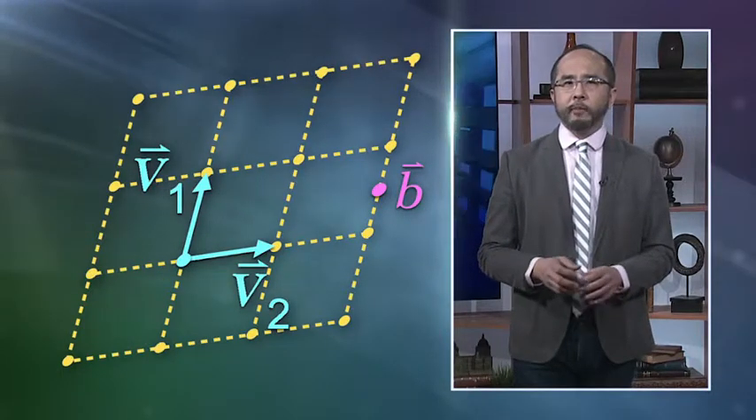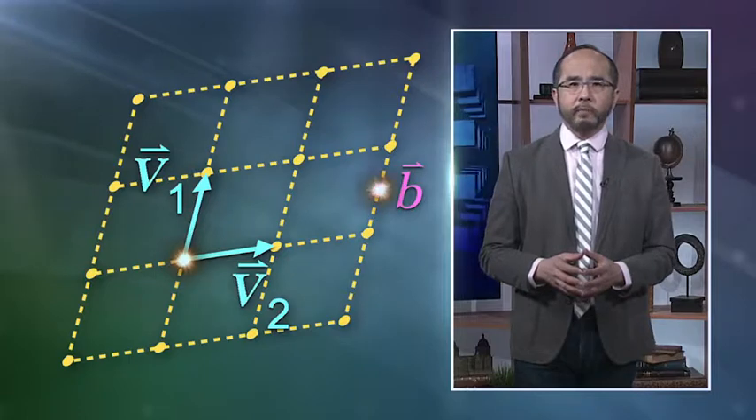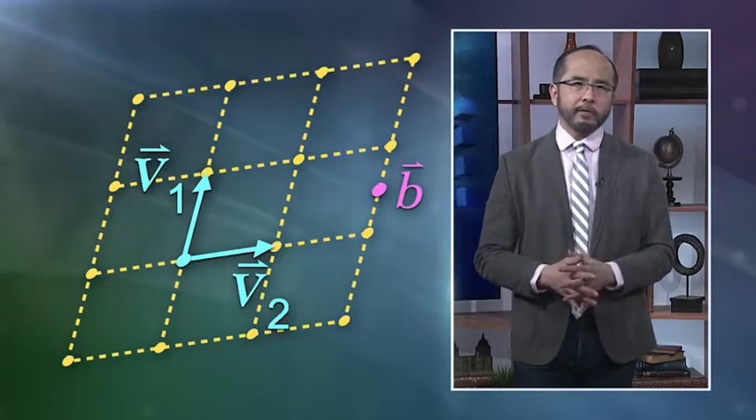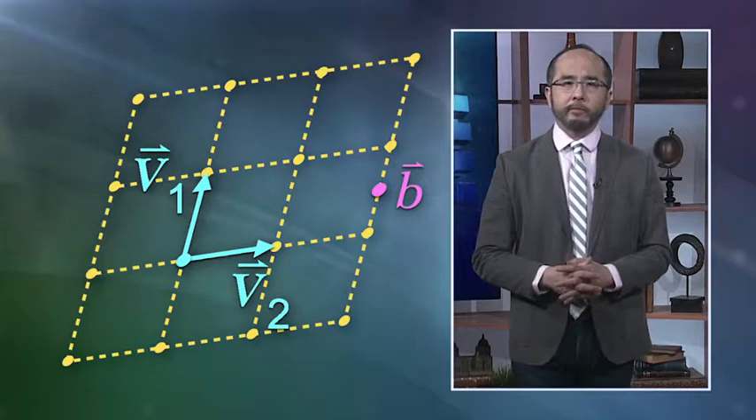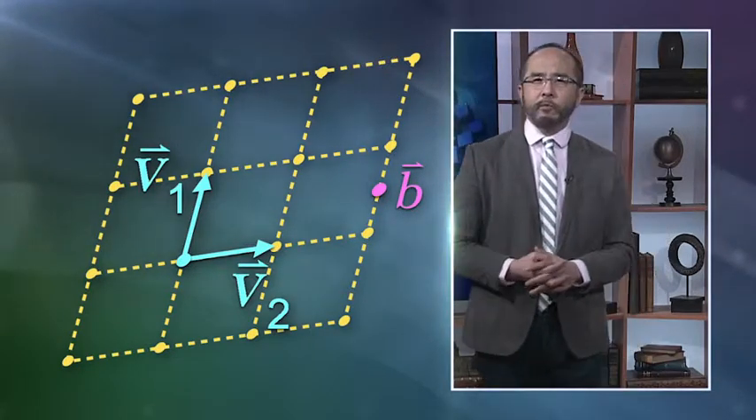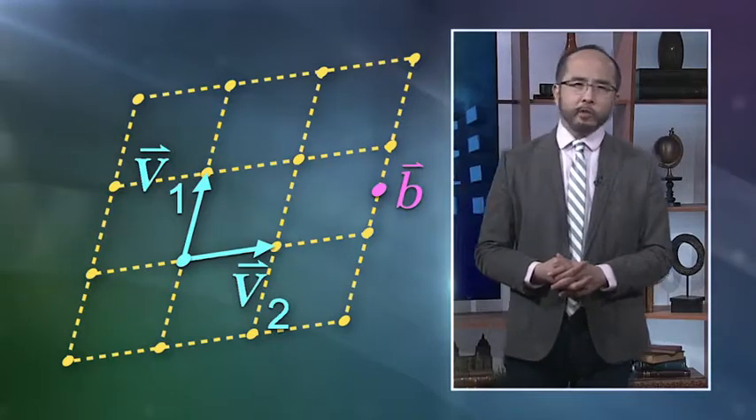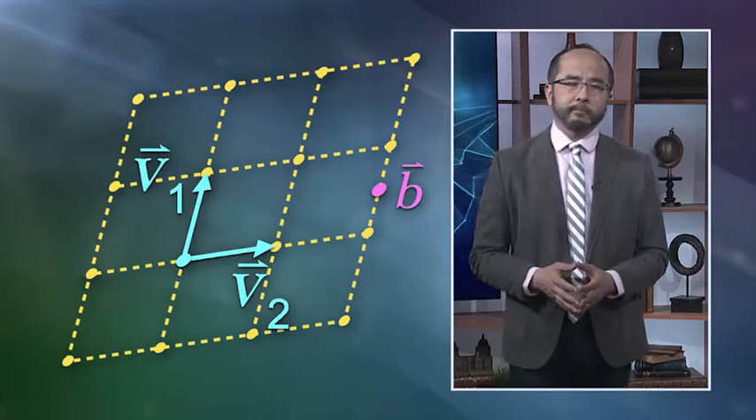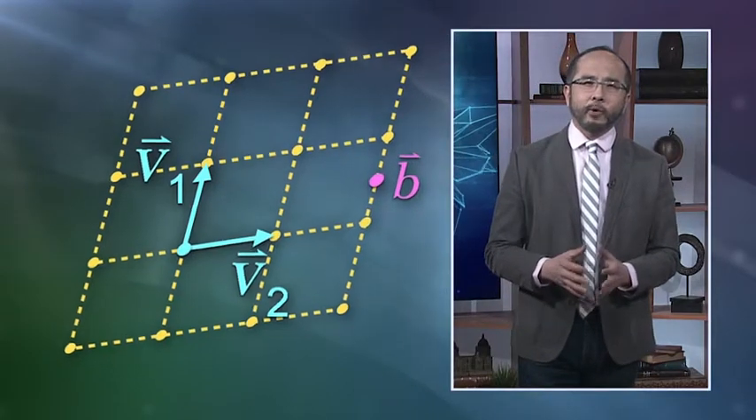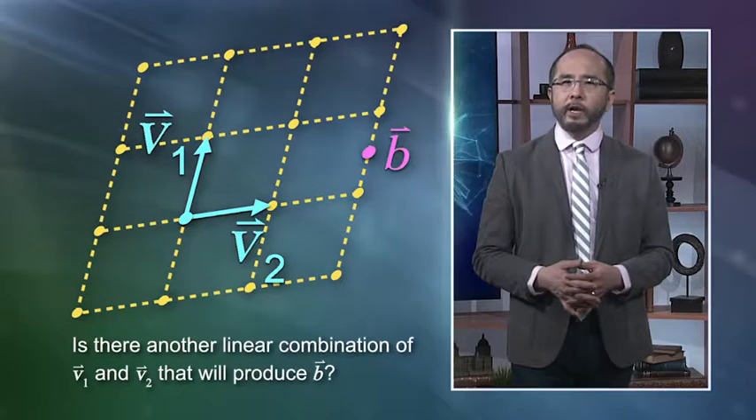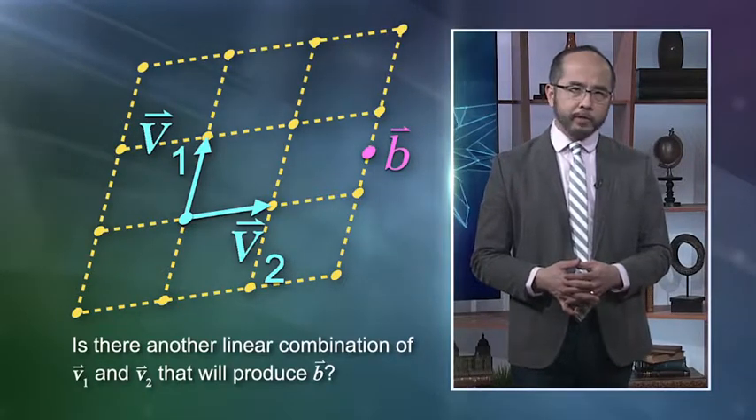How do you get from the blue point to the point B using v1 and v2? Take a moment to think about this, perhaps by pausing the video. A moment's thought will show that you can use 2 multiples of v2 plus 1/2 of v1. Now here's another question. Is there another linear combination of v1 and v2 that will produce the vector b?